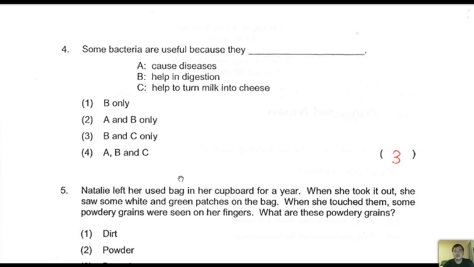Some bacteria are useful because, if they cause diseases, then this is wrong. So any answers with A are not right. This has an A here, this has an A here, so these are not right. We are left with 1 and 3 to choose from. Help in digestion, true. Help to turn milk into cheese, right? Though they don't really make cheese, they in some way help get the cheese going. So the answer is 3, which is here. Let's carry on to the next one.